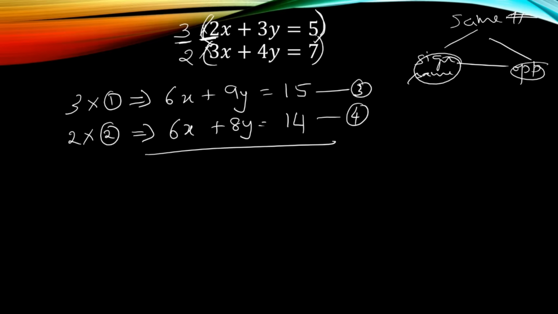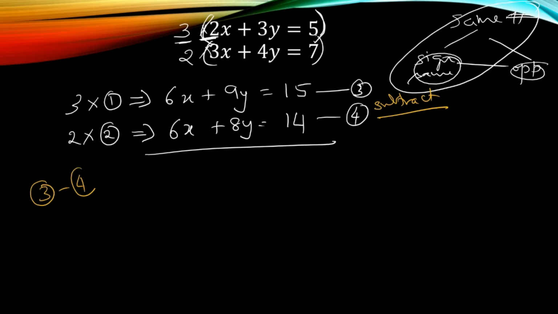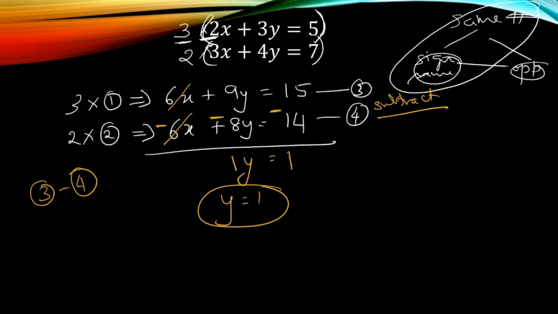This comes under the same sign, same number category, because 6x and 6x are there. So I need to subtract these two equations. So equation 3 minus equation 4. If I subtract, 6x minus 6x goes off. 9y minus 8y will be 1y. And then 15 minus 14 will be 1. Therefore, y equal to 1 is the answer for y.